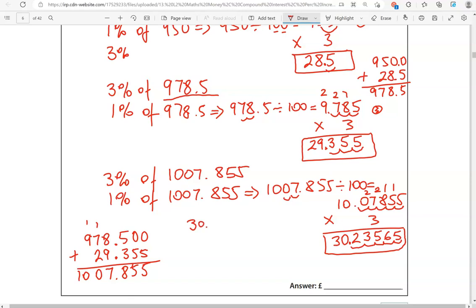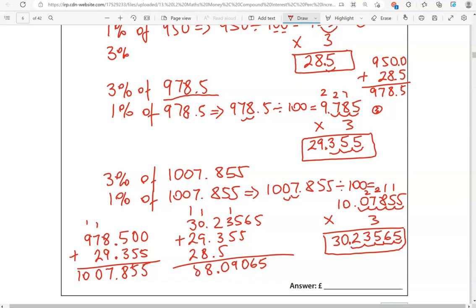So 30.23565 plus 29.355 plus 28.5. So we've got 5 here, 6, 5 and 5 is 10, so 0 down, 1 carried over. 3 and 5 is 8, and the 1 is 9. 2 and 3 is 5, and the 5 is 10, so 0 down, 1 carried over. 1 and 9 is 10, and the 8 is 18. 8 down, 1 carried over. 3 and 2 is 5, and the 2 is 7, and the 1 is 8.